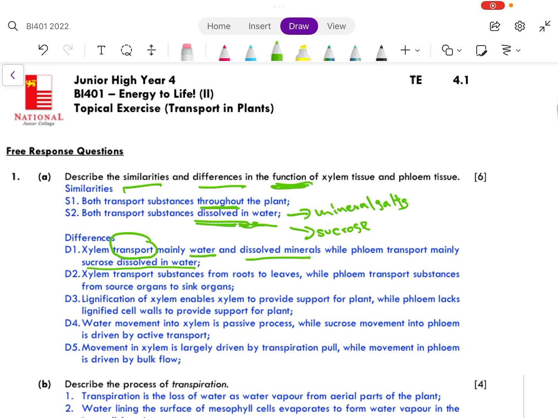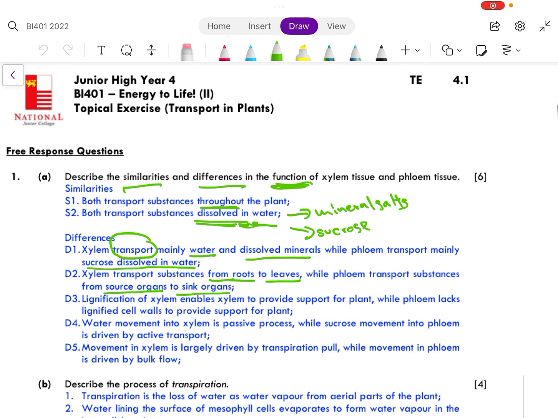Next, difference number 2 dives into more of where they transport from and to. The xylem transports substances from the roots to the leaves, while the phloem transports substances from source organs to sink organs. Examples of source organs include things like the leaves. Examples of sink organs include things like fruits. Okay, so this is where they are transported.